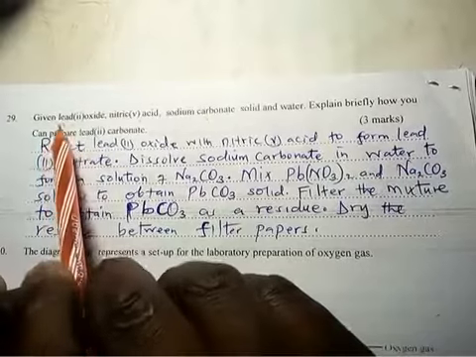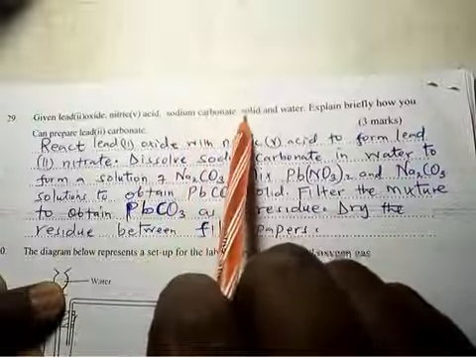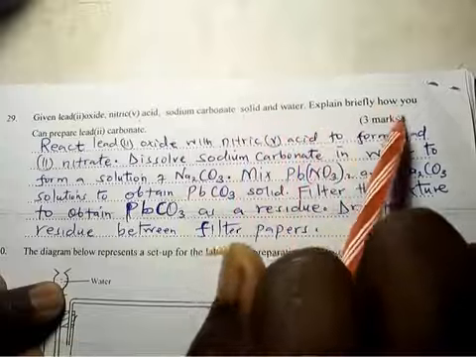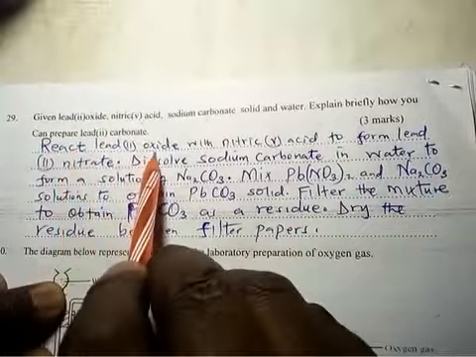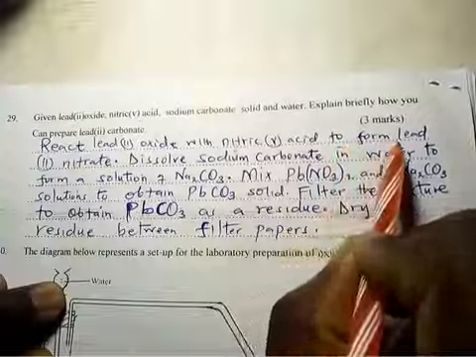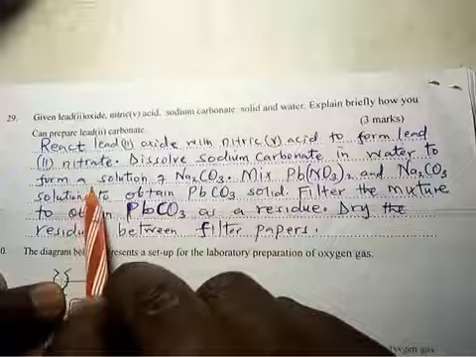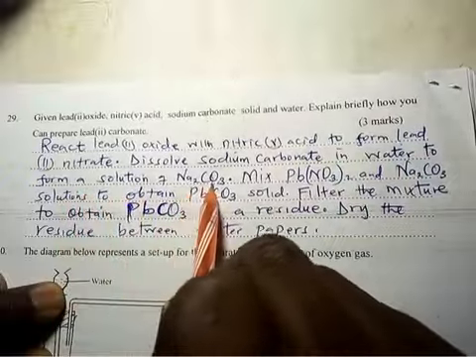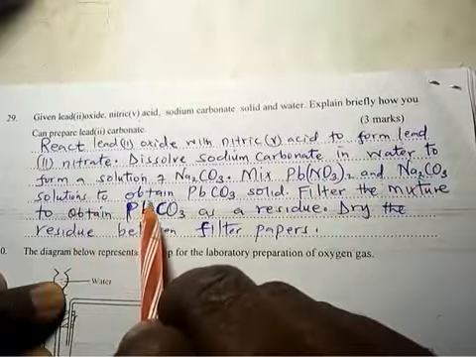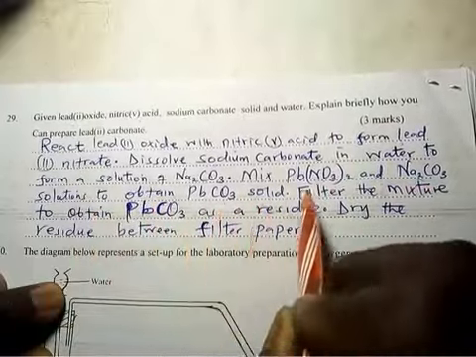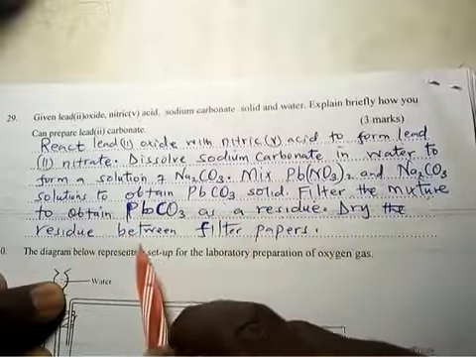Given lead(II) oxide, nitric(V) acid, sodium carbonate solid, and water, explain briefly how you can prepare lead(II) carbonate. So you react lead(II) oxide with nitric acid to form lead(II) nitrate. Dissolve sodium carbonate in water to form a solution of sodium carbonate. Mix lead nitrate and sodium carbonate solutions to obtain lead carbonate solid. Filter the mixture to obtain lead carbonate as the residue.